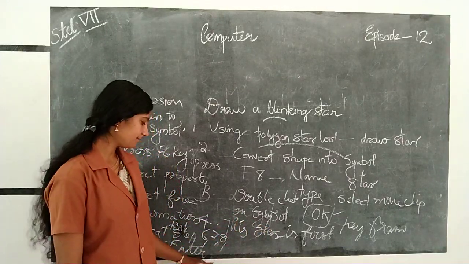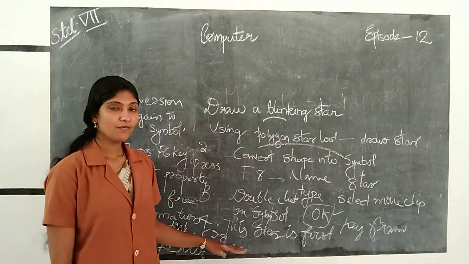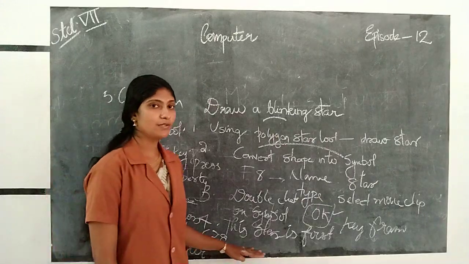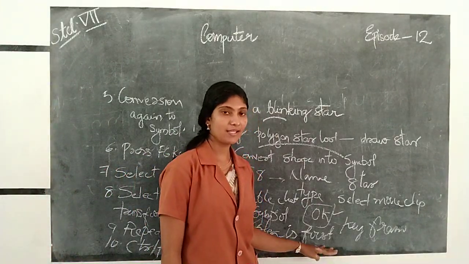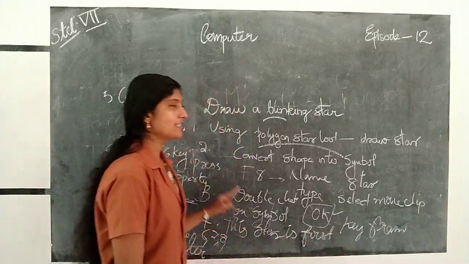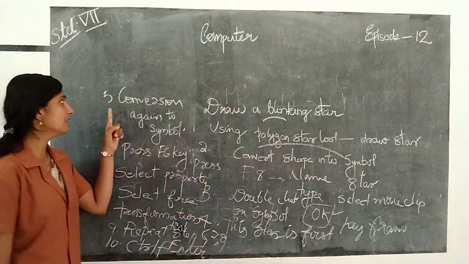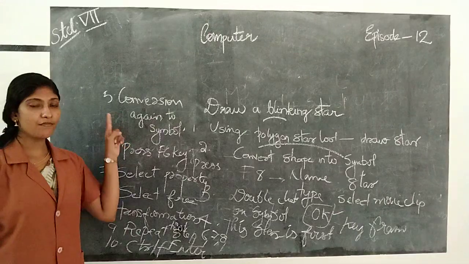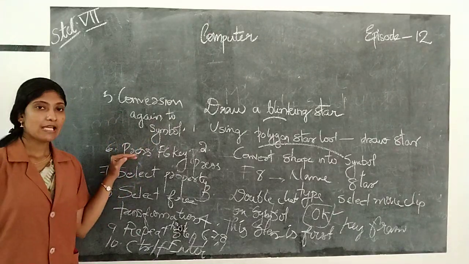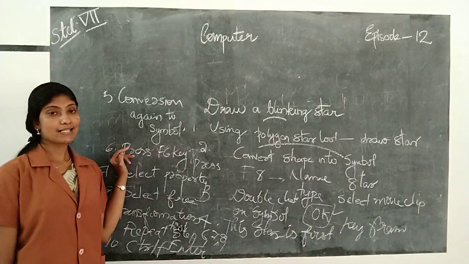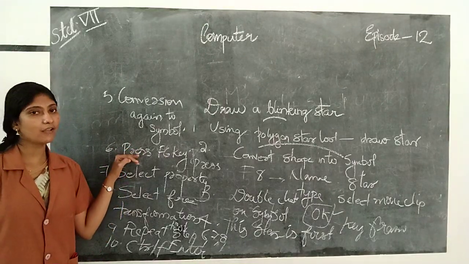Then the fourth one, we need to convert again into the symbol. So press the F8 key and then change it into the symbol. That is the fifth one, conversion of shape into the symbol. Then the sixth one, adding keyframe or selecting keyframe.